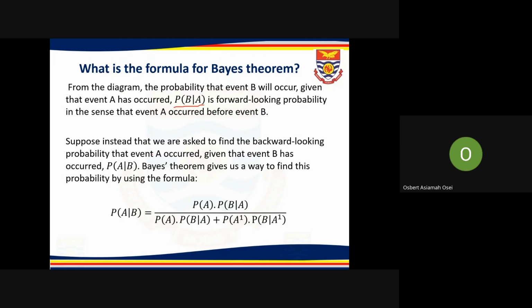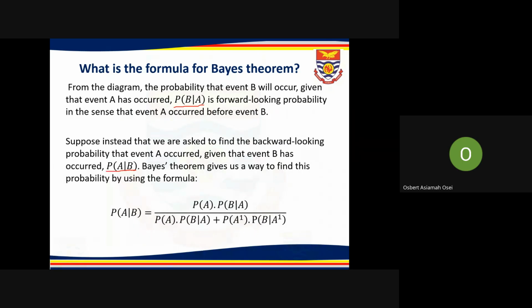So suppose instead that we are asked to find the backward-looking probability that event A occurred, given that event B has already occurred. This means we find the probability that the person went to school, given that the person has already learned. That is the backward looking, so that's why people say it's the reverse. Instead of going to school to learn, this time we can be asked to find the probability that someone went to school, given that the person has already learned.